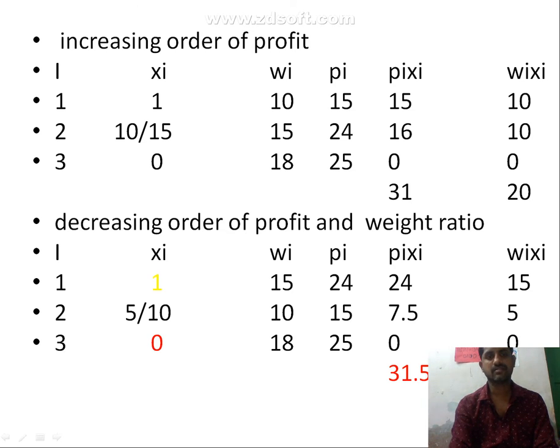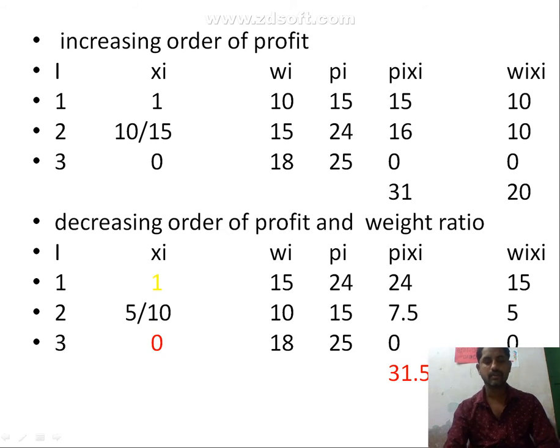So the bag is filled with 1, the remaining weight is 10, so 10 by 15, and 0. That is xi equal to 1, 10 by 15, 0. The profit is 15 into 1, 24 into 10 by 15, 25 into 0. And the weight is 10 into 1, 10 into 15 gives 10. The total weight is equal to 20.